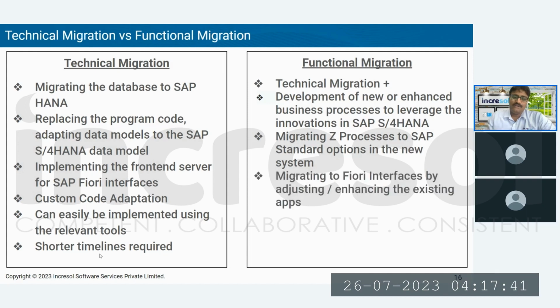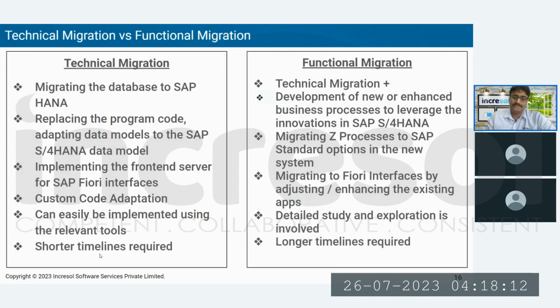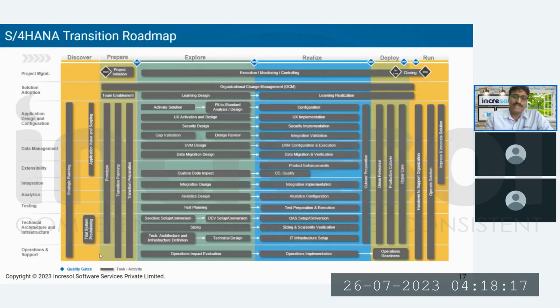And Fiori interfaces by adjusting or enhancing. Suppose you have some enhancements in your standard T-codes like VA01, VF01 or VL01. All those won't be directly reflected in Fiori. Again, you need to use the Fiori extension framework to redo those enhancements in Fiori, so you can plan it as part of functional migration. And detailed study and exploration is involved, because for any new change we are making, we need to study it better, map it well to the business requirements, and then plan the implementation of the change. So functional migration, technical plus functional together, has longer timelines, whereas only technical will take shorter timelines.